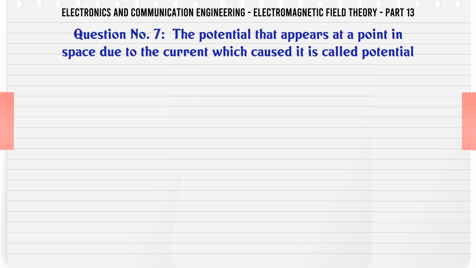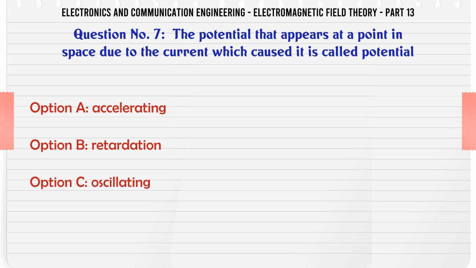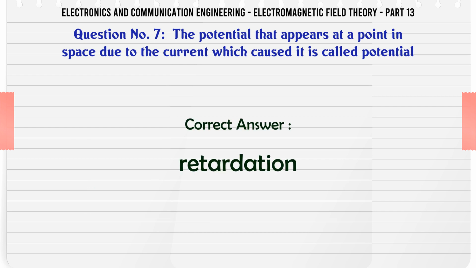The potential that appears at a point in space due to the current which caused it is called potential. A: accelerating, B: retardation, C: oscillating, D: lagging the current. The correct answer is retardation.